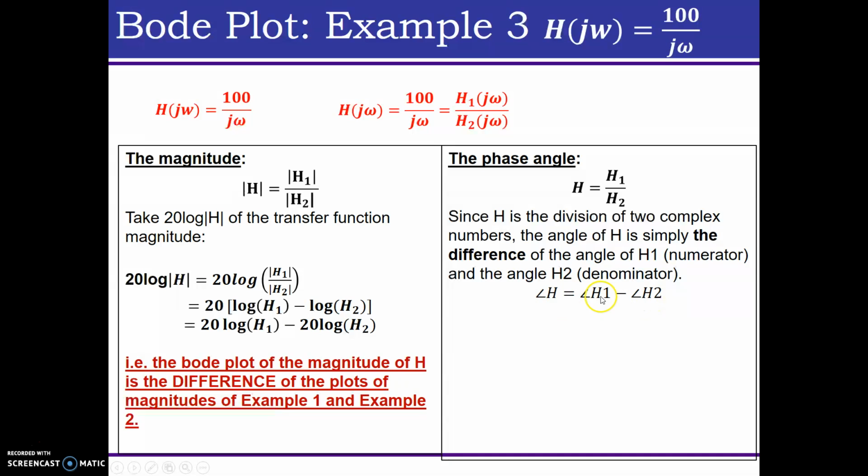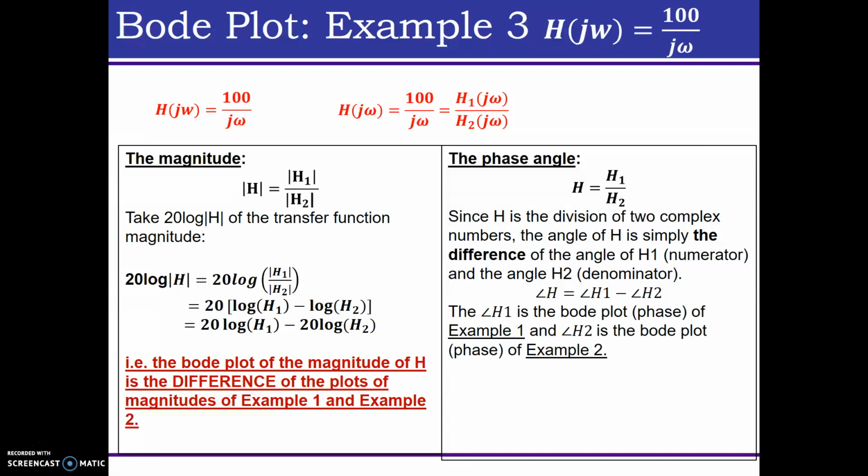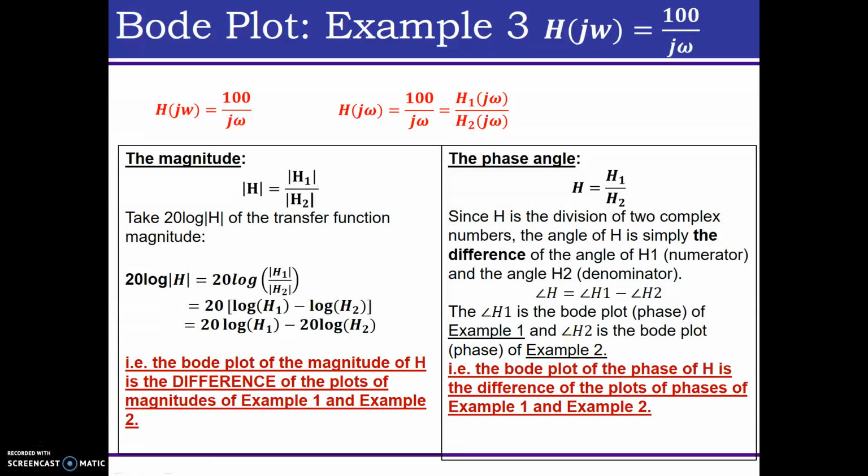Now angle of h1 is the Bode plot, phase plot of example 1. And angle of h2 is the Bode plot of example 2. So that means the phase angle plot for this is essentially take the phase plot of h1, take the phase plot of h2 and subtract those two out to get the new Bode plot. Okay, so let's draw those out.